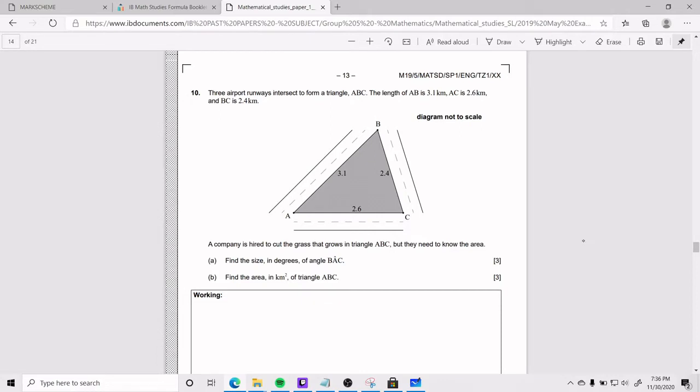And so a company has hired us to cut the grass that grows in the triangle ABC, but they need to know the area of the whole triangle. And so before we even get the area of the whole triangle, we need to find A, the size in degrees of angle BAC. Okay.